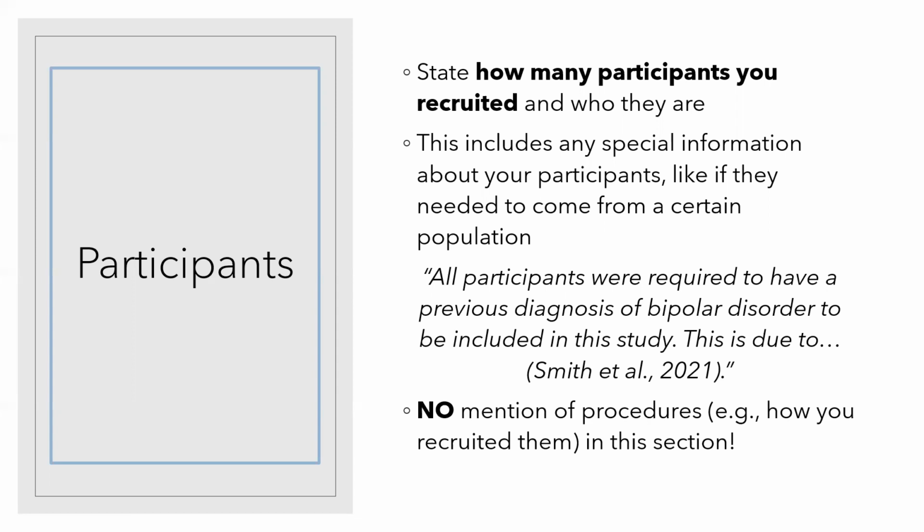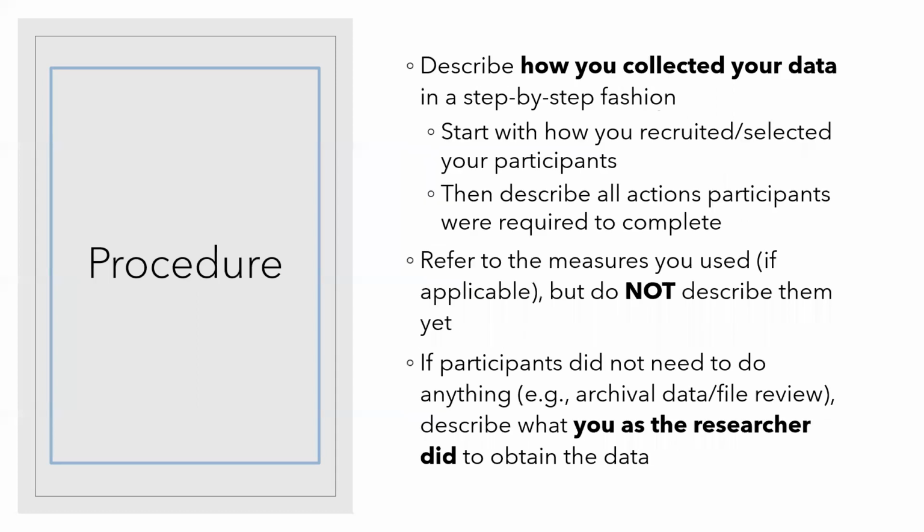Additional to the sample number, you should state if your participants came from a particular population or if they needed to have some specific inclusion criteria to participate. Examples of this include if you recruited participants from an inpatient hospital or prison setting, or if they needed to have a specific diagnosis like bipolar disorder or autism spectrum disorder. And you can see an example on the slide of how you might phrase this when writing about it in this section. A common mistake here is to discuss how you recruited your participants. So that does not go here. It kind of makes sense that it would, but it makes more sense that it goes in the procedures section, which we will talk about next.